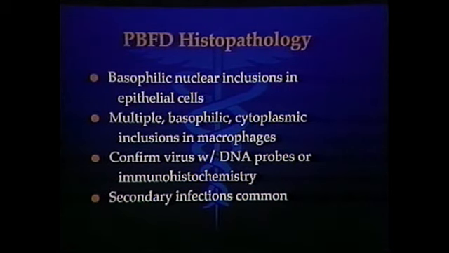Histologic changes in beak and feather disease are usually characterized by the appearance of basophilic inclusion bodies. These inclusions are generally nuclear in epithelial cells and cytoplasmic in macrophages. Within macrophages, the cytoplasmic inclusions will be multiple and basophilic.